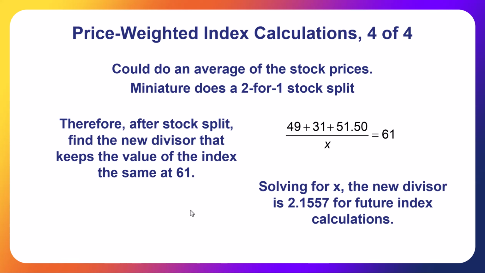We need to solve for that divisor. Before the change, we knew that the value was $61. So how can we make this new index work? 49 was the same price, 31, but this is the new price, 51.50. We need to solve for x. What x will give us the 61? So in this case, each index that we look at has one of these divisors that will help us make the numbers consistent across time.